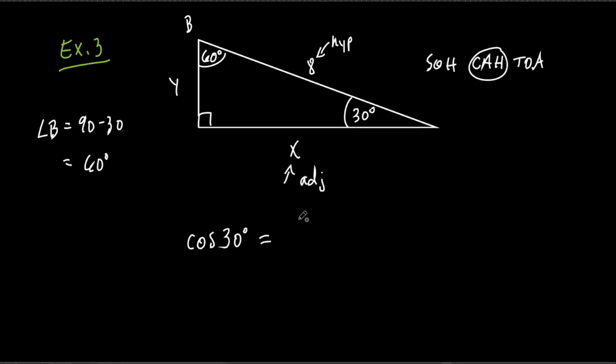What is the adjacent side? It's x. What is the hypotenuse? That's 8. Now I have it set up to actually solve for x. Now all I have to do is some basic algebra. You see what I did there?